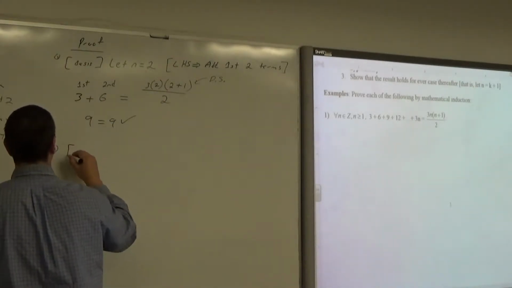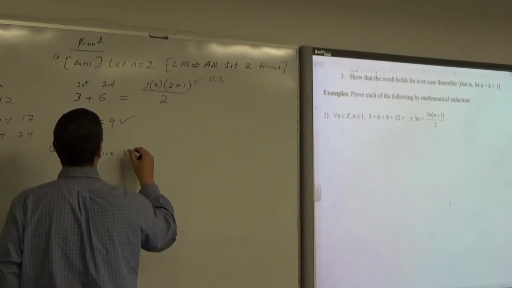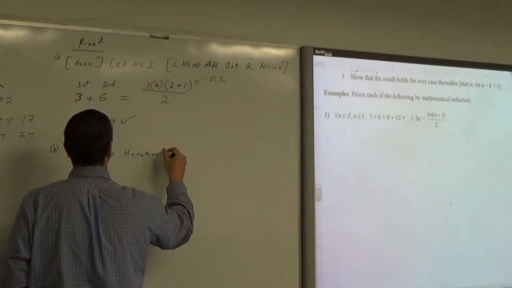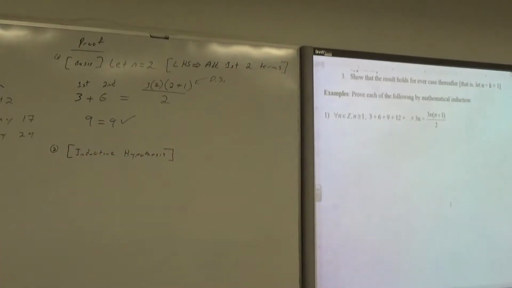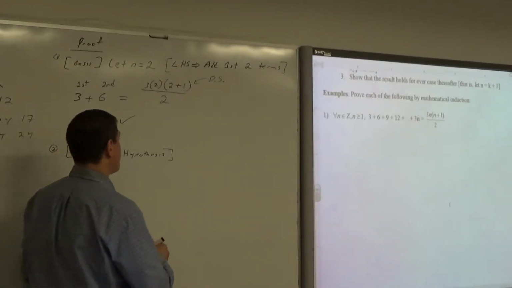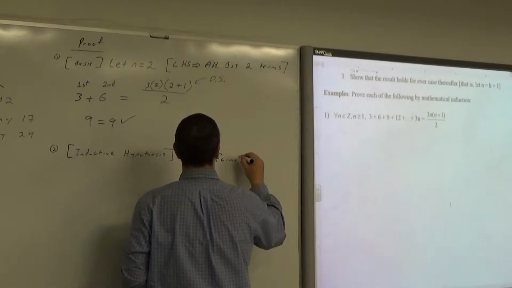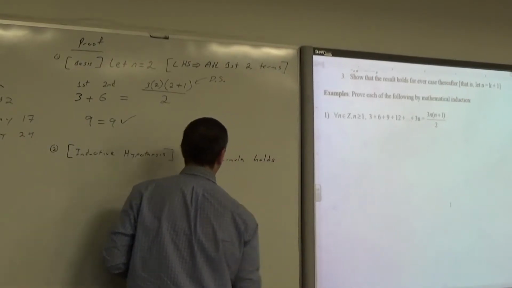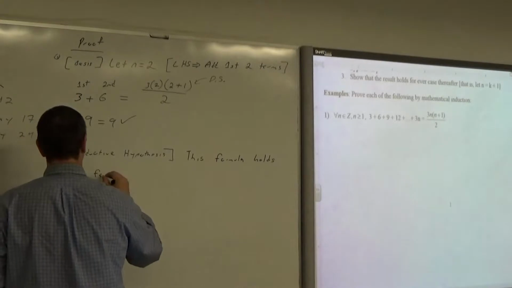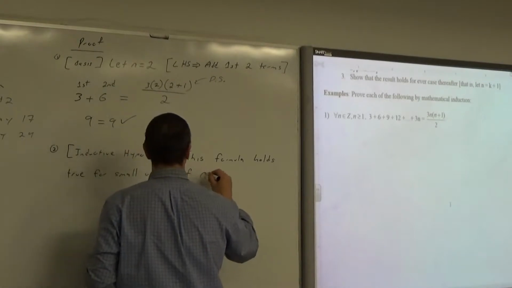Step 2, okay? This is what we call the inductive hypothesis. And again, I'm just going to put this in brackets, so that way every time I talk about these things, you know what we're talking about. What we've seen is that this result holds for small values of n. So we're going to say this formula, or this result, holds true for small values of n.